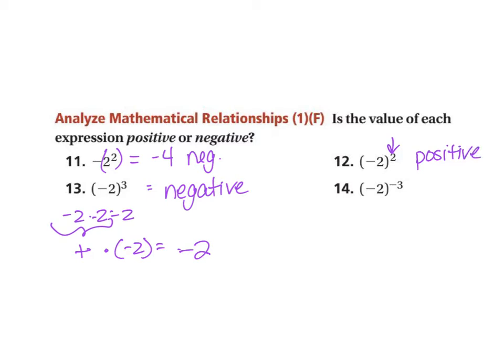For number 14, it is just like number 13. The only exception is that whatever your solution is going to drop down to the denominator. So this would be negative 2 to the 3rd power. It is an odd exponent, so that means it would be a negative product.